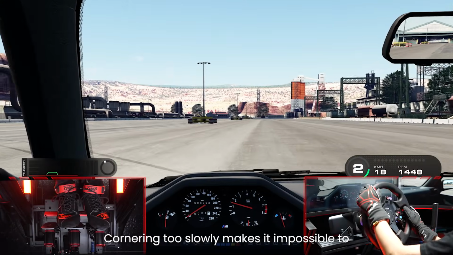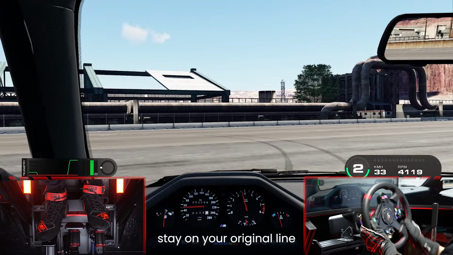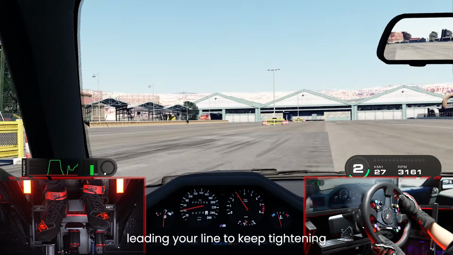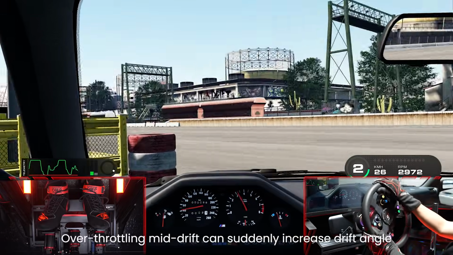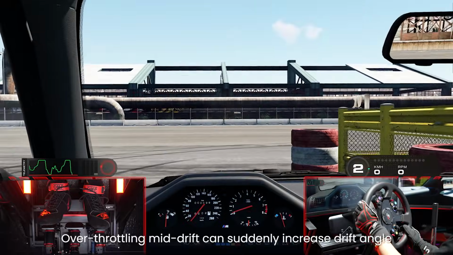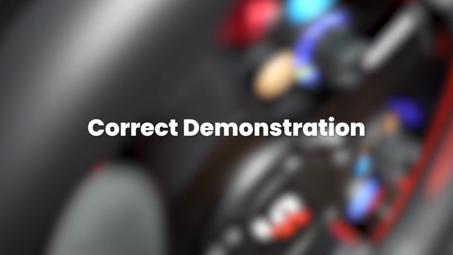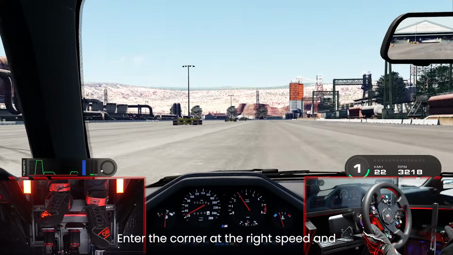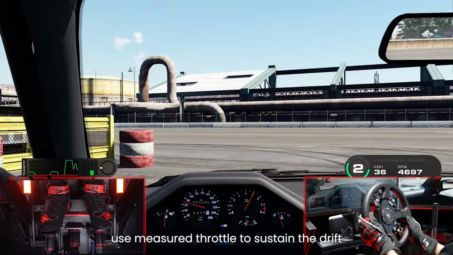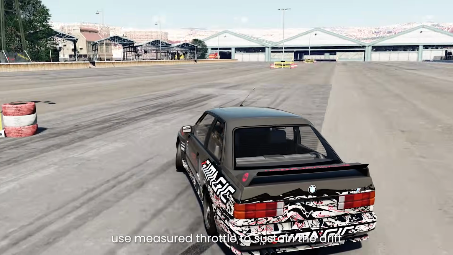3. Hitting the inside during the drift. Cornering too slowly makes it impossible to stay on your original line, leading your line to keep tightening. Over-throttling mid-drift can suddenly increase drift angle and kill your progress. Enter the corner at the right speed and use measured throttle to sustain the drift.